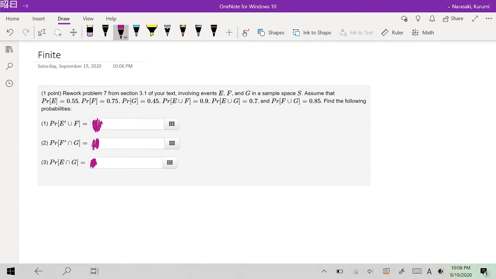So pause the video quick and try this problem yourself. Okay, assuming you already attempted it, let's just dive right in.